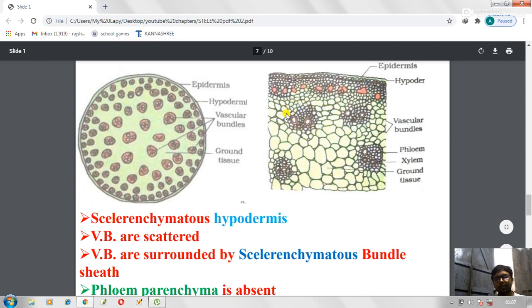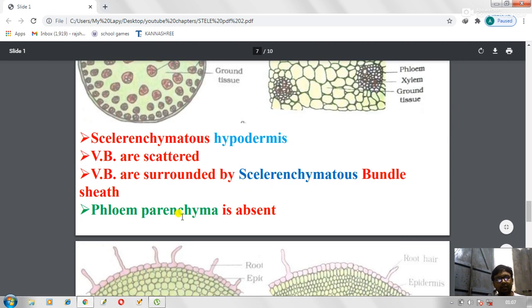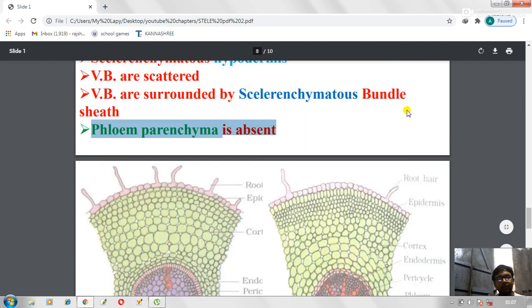We will see later in a C4 plant that there is a surrounding layer called the vascular bundle sheath or bundle sheath. So bundle sheath cells are sclerenchymatous. Phloem parenchyma is absent, absolutely absent. This one is an important hallmark trait of monocot phloem, that is, phloem parenchyma is absent.